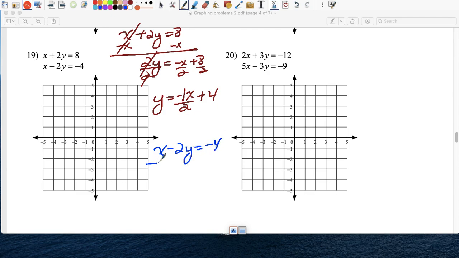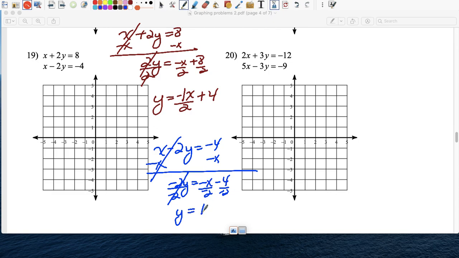So again, minus x. We're left with -2y equals -x minus 4. We're going to divide everybody by -2. So we get y equals, again, this is a negative divided by negative, which becomes positive. So we're just simply going to write 1x over 2. And negative 4 divided by negative 2 is positive 2.